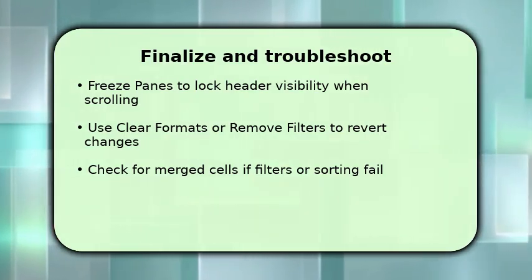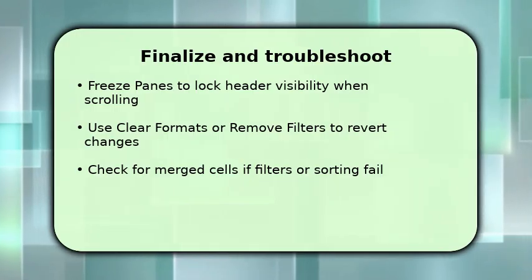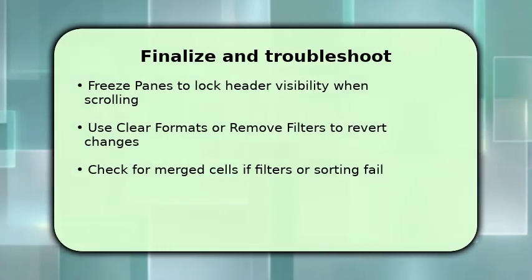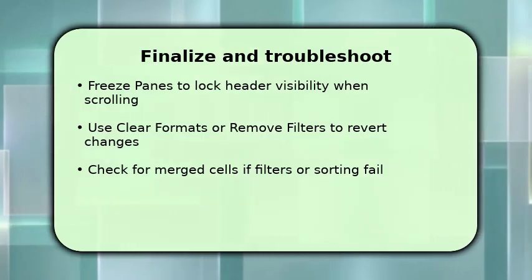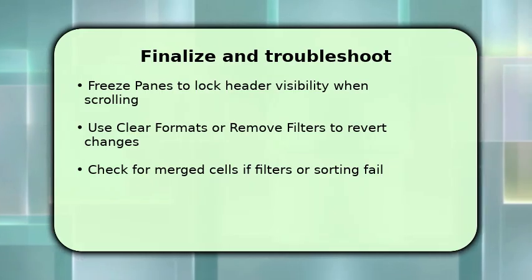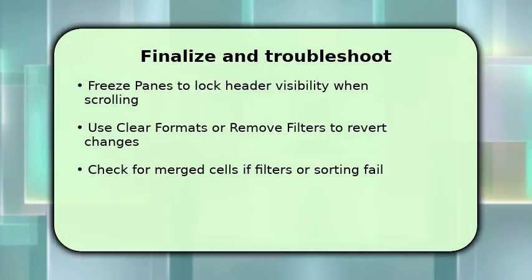If filters or sorts act strangely, make sure there are no hidden or merged cells and that the header row is a single contiguous row. If problems persist, clear formats and reapply header styles. This often restores normal filtering.